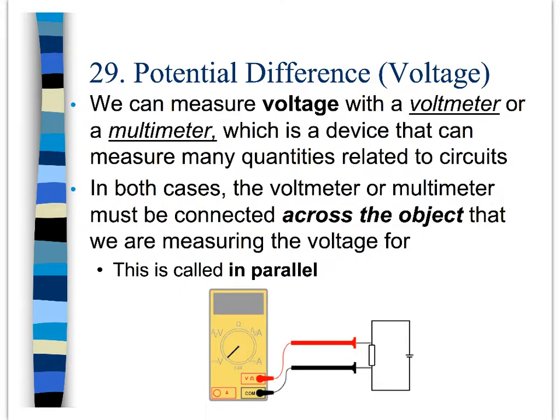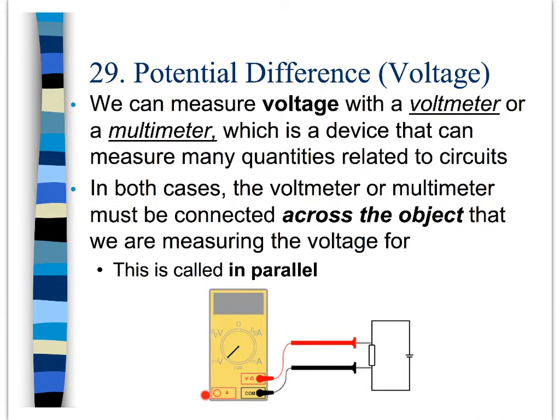The other thing we want to talk about is how we go about measuring these quantities. So a voltage or a potential difference can be measured with a voltmeter or a multimeter, which is what we'll be using mainly, which measures a lot of different quantities related to circuits. So when we're using one of these devices to measure voltage, whether it's a multimeter or a voltmeter, there's a very specific way that we do it. And we're going to talk about that here. We'll obviously practice it in the lab, but it is an important concept that you need to know.